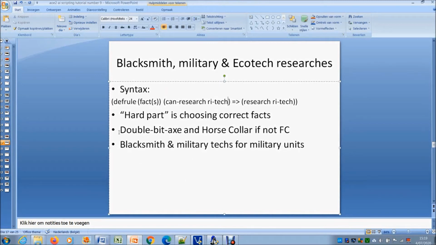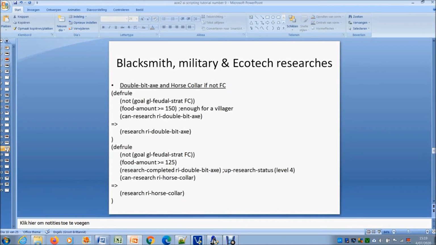So what do we want to program now? We want double bit axe and horse collar if we're not going for the strategy fast castle. And we want blacksmith and military techs for military units. So first we'll start with double bit axe and horse collar if not going fast castle. So with the goal, that's easy. The goal is not allowed to be fast castle.